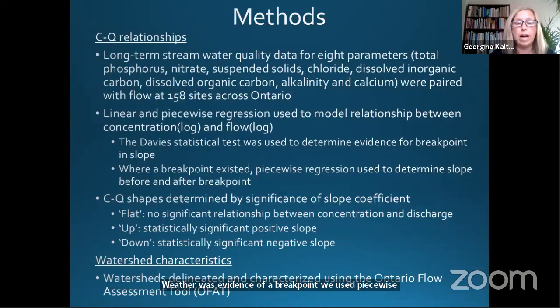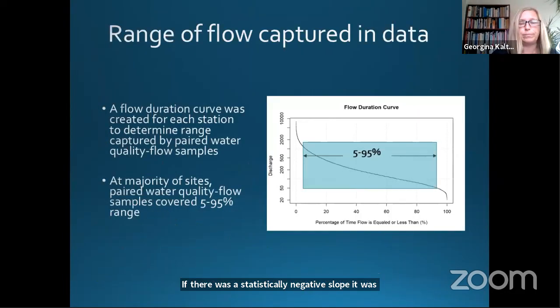So if there was no statistically significant relationship, it was assigned a flat shape. If there was a statistically significant positive slope, it was assigned an up shape. And if there was a statistically significant negative slope, it was assigned a down shape. And watershed characteristics were delineated and characterized using the Ontario Flow Assessment Tool.